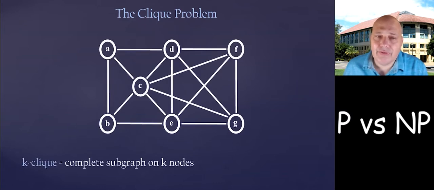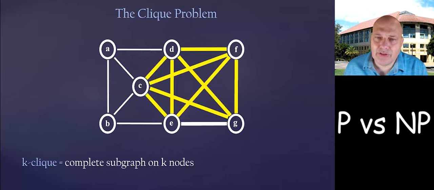You have a graph, and I hope you remember what a graph is. It's a collection of nodes and edges between the nodes. And a clique, a K-clique, is a complete subgraph on K nodes. This is a 5-clique. You can see that within these 5 vertices, you have all the possible edges. Every 2 vertices here are connected with an edge. This is what a clique, or a complete graph, means.